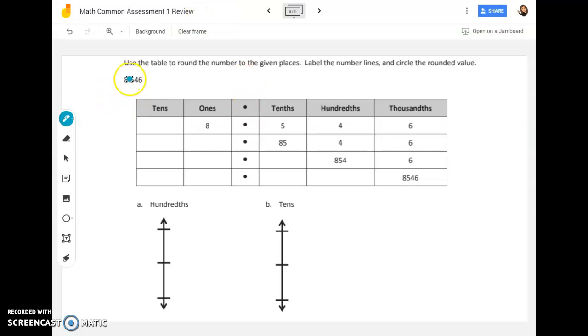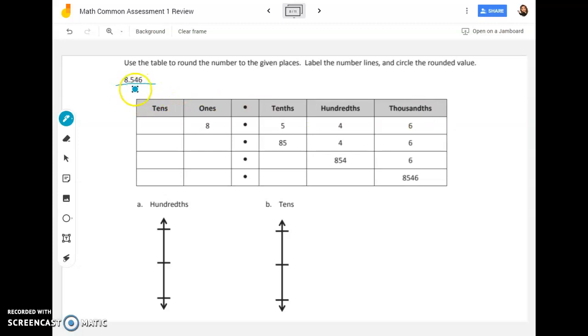We are now moving into rounding with decimals, and they wanted us to use the table to round to the given places, label the number lines, and circle the rounded value. Here's the number they wanted us to start with: 8 and 546 thousandths. We say thousandths because the 6 ends in the thousandths place.